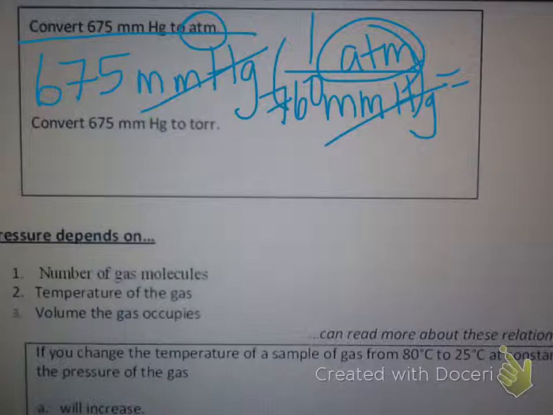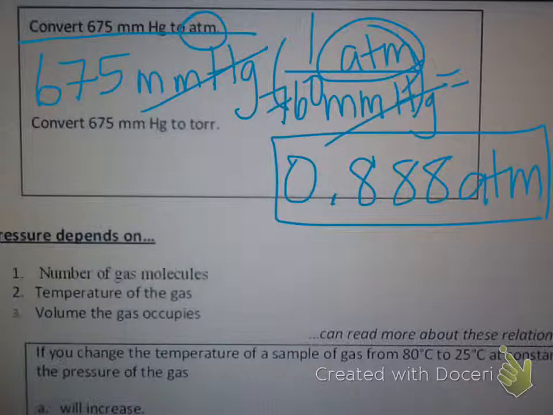So we set it up. What is 675 divided by 760? If you do that in your calculator, the answer I get is 0.888, 3 significant figures, atmospheres. So 675 millimeters of mercury converted to atmospheres using the conversion factor we just talked about is 0.888 atmospheres.